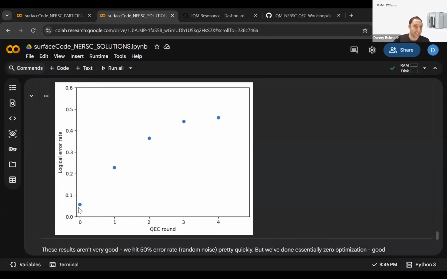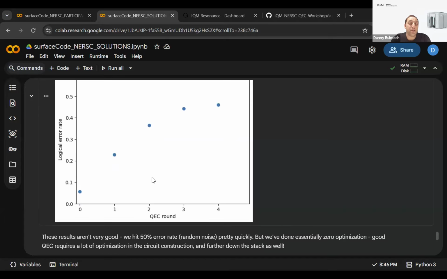So if we don't really wait, then there's a very small error rate. Our initialization procedure isn't perfect, and our measurement procedure isn't perfect, but we have a pretty low error rate if we don't wait. The longer we wait, the more error comes out until eventually we just get noise. And so from this, you can extract that, roughly speaking, you get about 20% logical error rate every time you do a QEC round. Now, that's not very helpful, but again, we've done basically zero optimization.